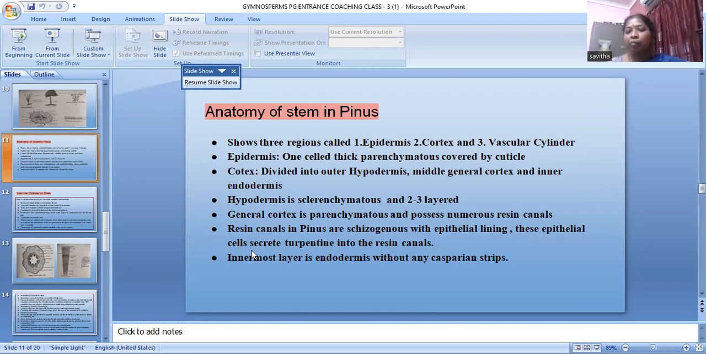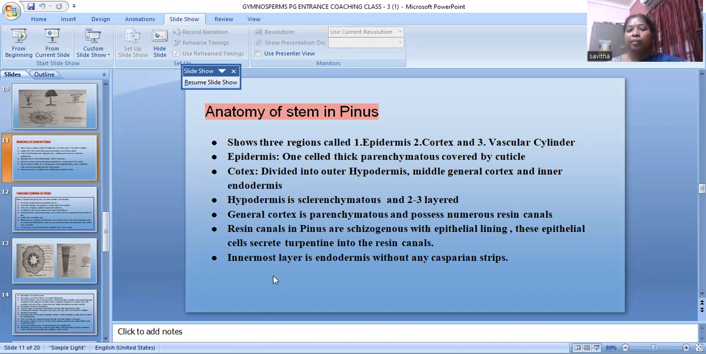Schizogenous, they are formed by separation of cells, but as the cells move apart, a cavity is formed, and this cavity is covered by epithelial lining. These epithelial cells secrete turpentine into the resin canal, which is stored in the resin canals, which has an economic importance. This turpentine secreted by the pinus has economic importance. It is used for varnishing, it is used in making paints, etc.